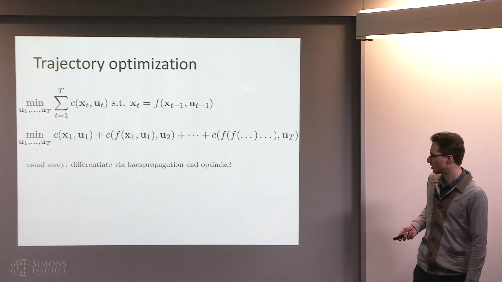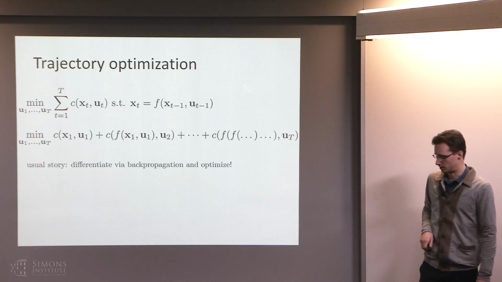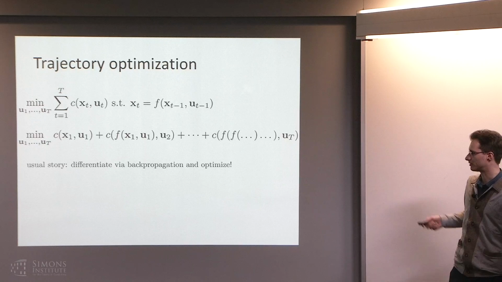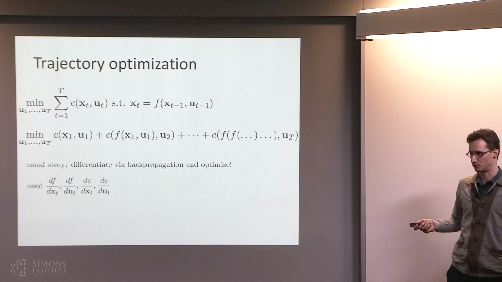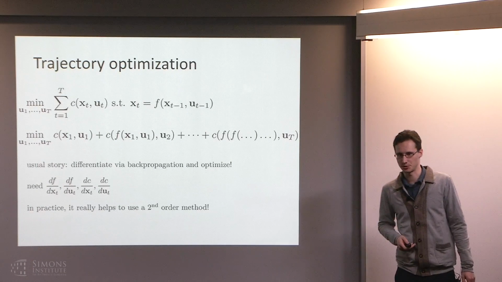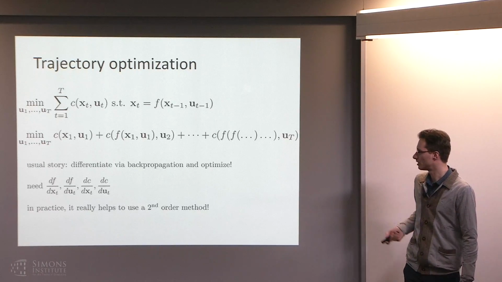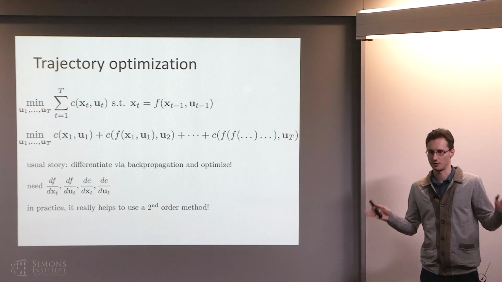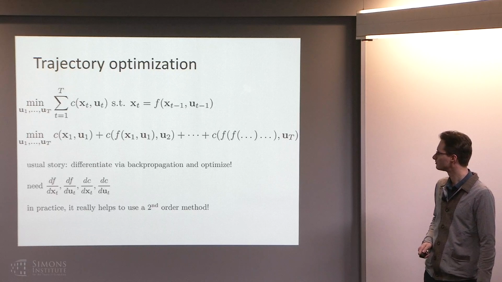I won't get into these too much. I just want to write down the problem and say generally how it can be solved. So that's the usual story. You differentiate through all this stuff and then optimize. And the main thing that you need in order to differentiate through this is some derivatives. You need to know the derivatives of the dynamics with respect to the state and with respect to the action. And you need to know the derivatives of your cost. If you have these, then there's a range of different optimization methods that you can use that'll let you solve this problem. In practice, for real-world trajectory optimization problems, it really helps to use a second-order method. First-order methods don't seem to work so well, partly because you have this function f being applied many, many times. But other than this, lots of different methods can help you with this stuff.